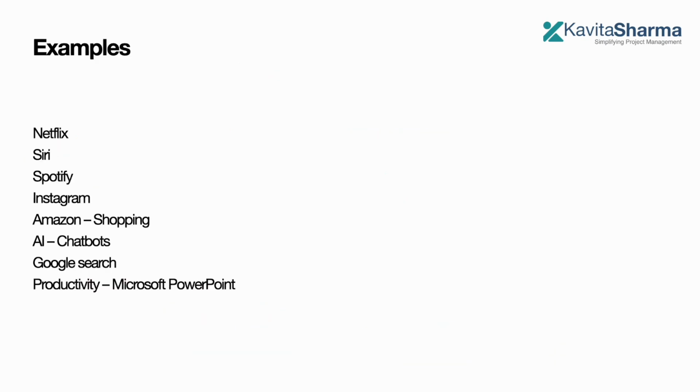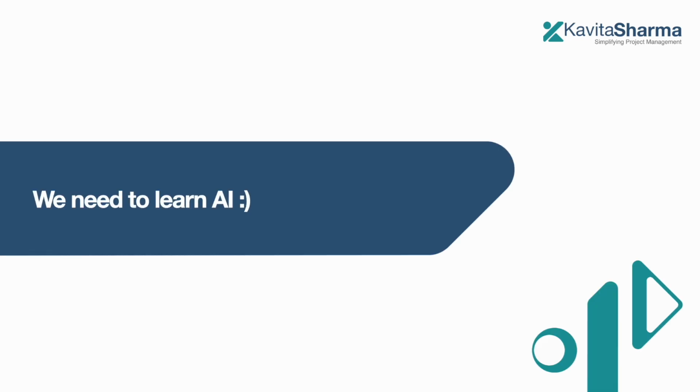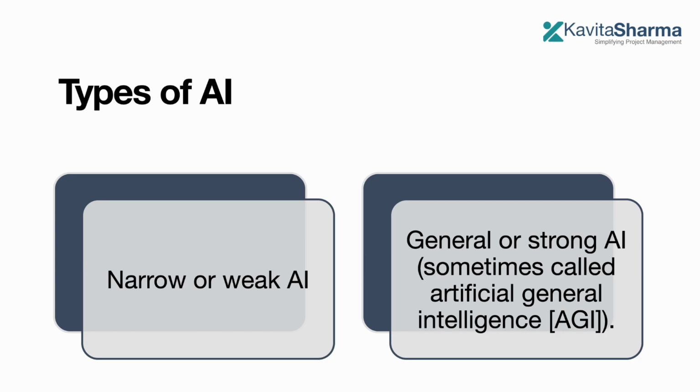As I told you, Netflix, Siri, Spotify, Instagram, Amazon Shopping, AI chatbot, Google search, productivity. If you look at Microsoft PowerPoint, it can generate and organize your PowerPoint in amazingly nice views and nice backgrounds. So these are all examples of AI working with us. So we need to learn AI. It's very, very simple. There's no need to be afraid of it. To learn, let's try and set what AI is.